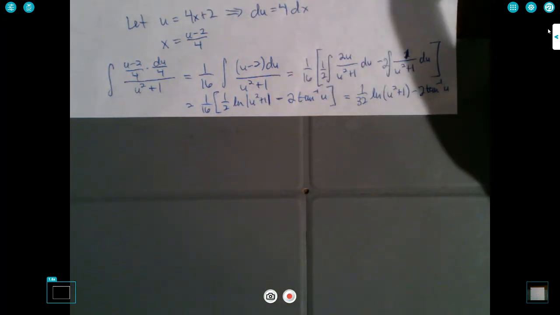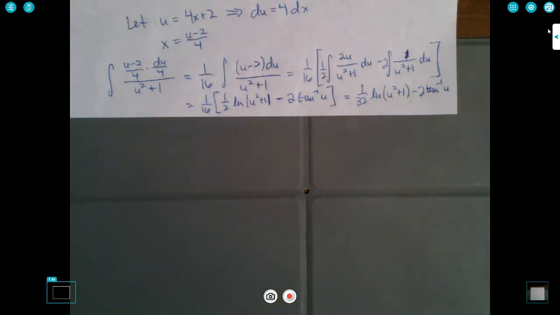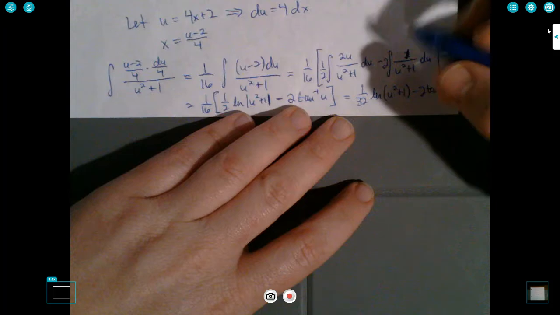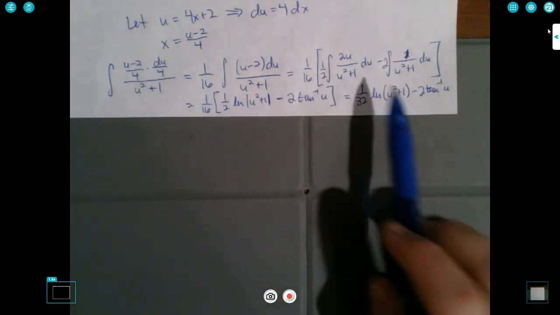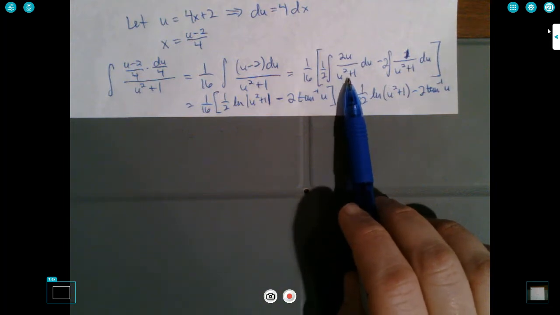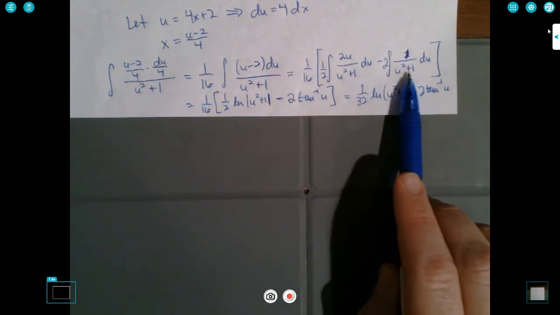Then I can back substitute, right? So u was 4x plus 2. I've run out of space on my paper, but you get the idea now, right? What's really interesting about these kinds of problems is that you end up with two things that look very similar, but this one's a natural log and this is a tangent inverse.